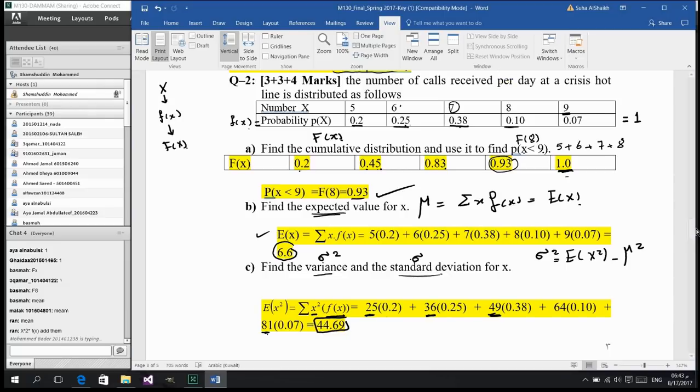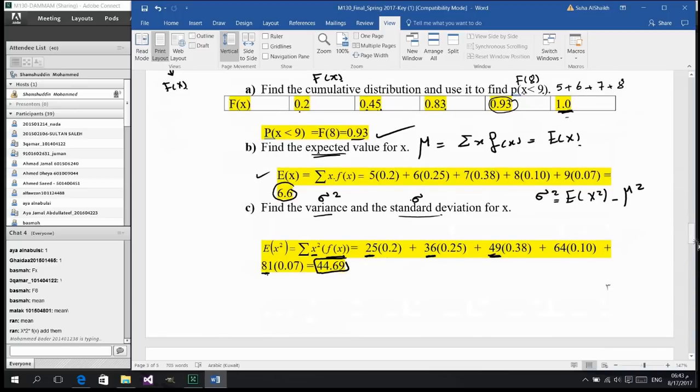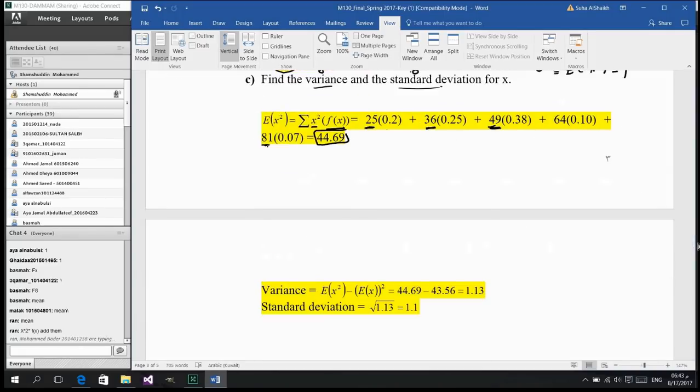I'm not done yet because I need to subtract mu square out of that to get the result. So use the result that you get. The mu I already got from part B of the question. So subtract E of x square minus mu square. Get the result. This is my variance, my sigma square. The sigma is the square root of that one. It's 1.1 here.